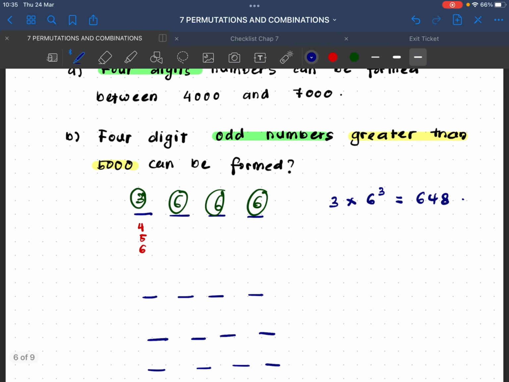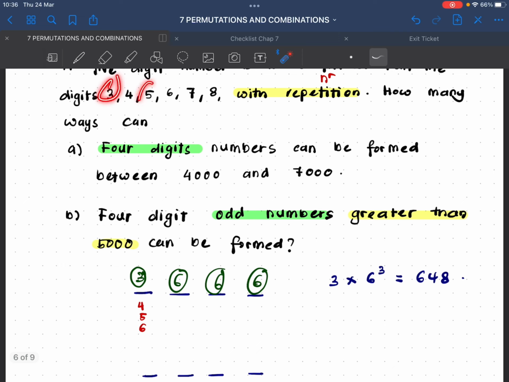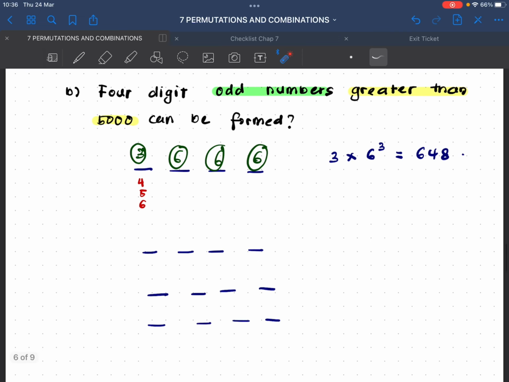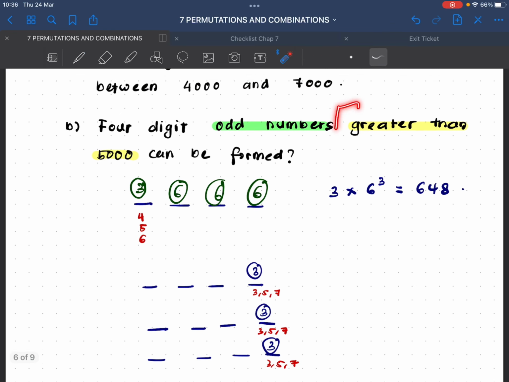Okay, kita ambil yang greater than 5,000. Okay, obviously kalau dia cakap pasal odd numbers, itu yang kita kena berbual dulu lah, odd numbers. Odd numbers dekat sini kita ada 3, 5, 7. So 3, 5, 7 yang boleh diletak di belakang. With repetition, kalau kamu dah berbual 3 dekat sini, 3 masih lagi boleh berada dekat sini. So there are 3 ways there.